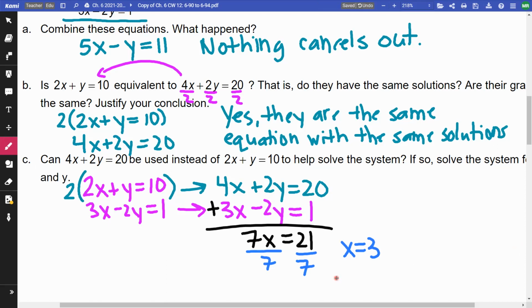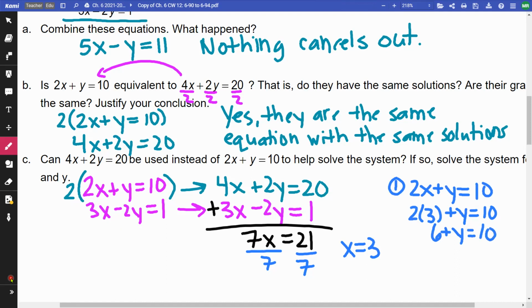Now, to find our y, because remember, you also have to find our y, you need to decide, is it easier to plug it into equation 1 or equation 2? Myself personally, equation 1 is positive, so I might just do that one. I'm going to plug it into the first equation, the 2x plus y equal 10. I always use it before I times it by 2. That way my numbers are smaller. And so I go 2 times 3 plus y equals 10. 6 plus y equals 10. I get y is equal to 4.